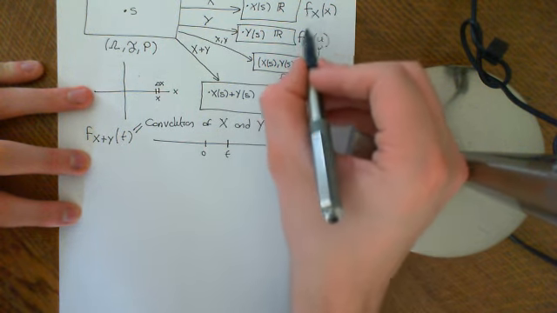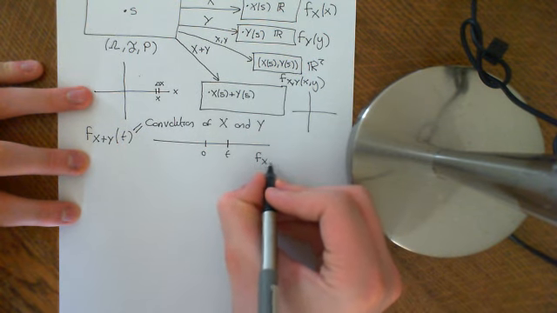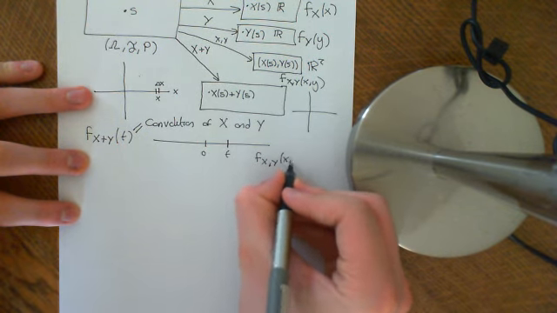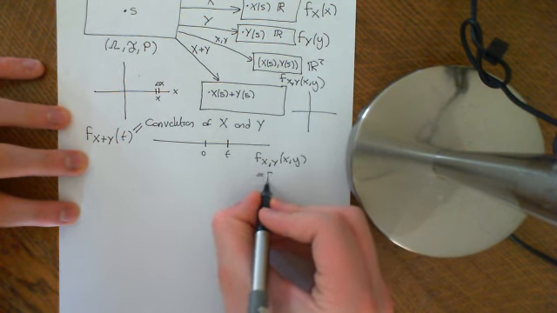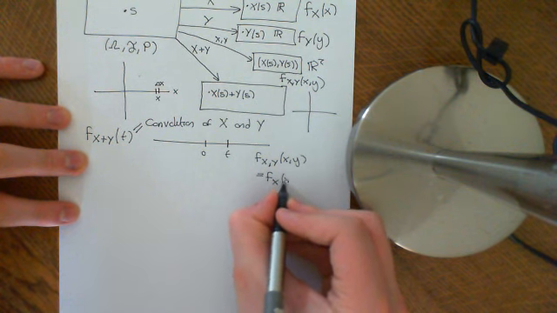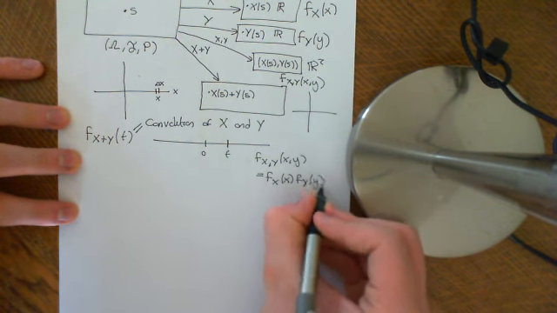Now, if these two random variables X and Y are independent, we know that the joint probability density function of X and Y is just going to be equal to the probability density function of X evaluated at little x, times the probability density function of big Y evaluated at little y.